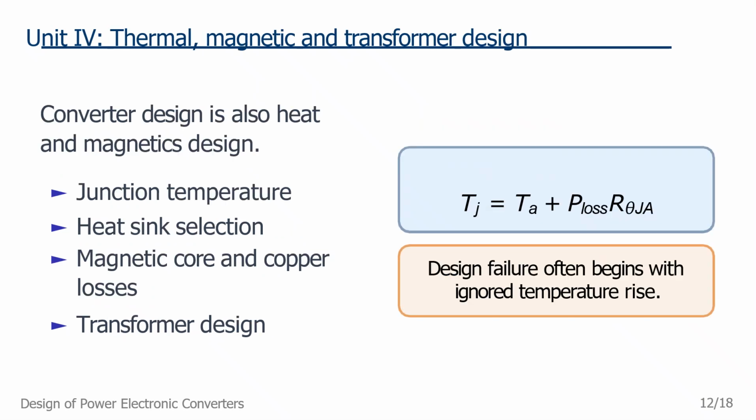The fourth unit focuses on thermal and magnetic design, because the converter may be electrically correct, but still it may fail to work because of excessive temperature, an increase in temperature. Okay, so we need to understand what the junction temperature is, how the heat sink is selected, and what the magnetic core loss and copper loss are. Then thermal design is very important because the reliability and lifetime of the converter mainly depend on the temperature.